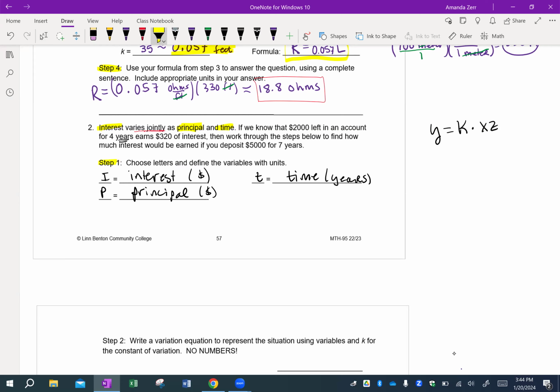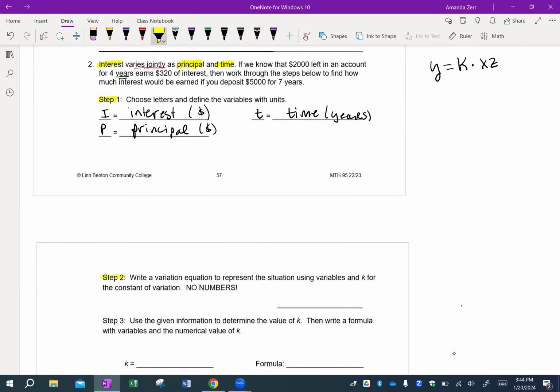We figured out what the story is about. Step 2, we're going to figure out how to write our equation. So it's joint, so I get to multiply those variables. And I'm going to have the first thing that came was interest. So that goes on the left side of the equation. And then it says varies jointly. So that means K times whatever comes next. And in this case, I have principal and time.